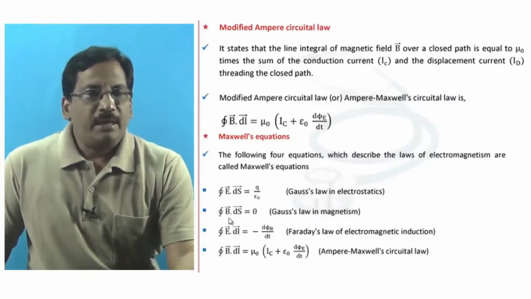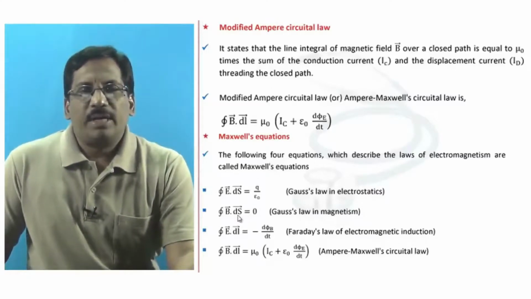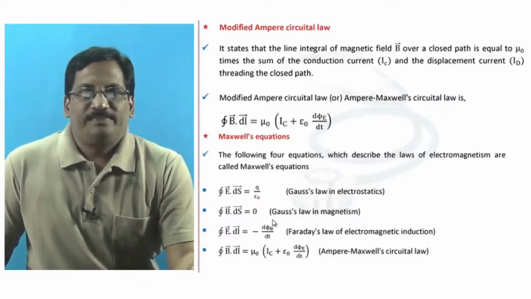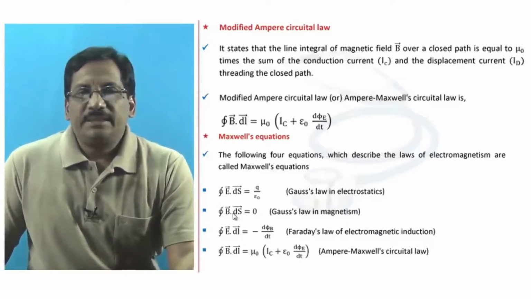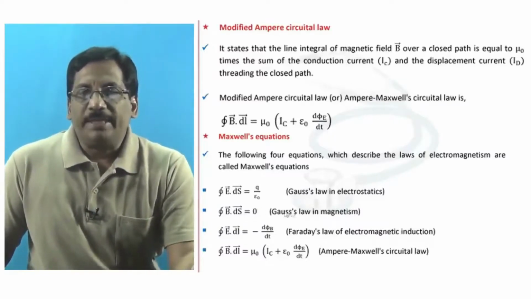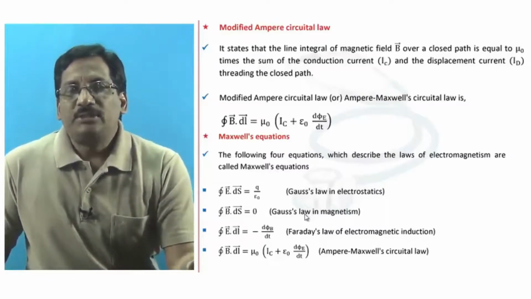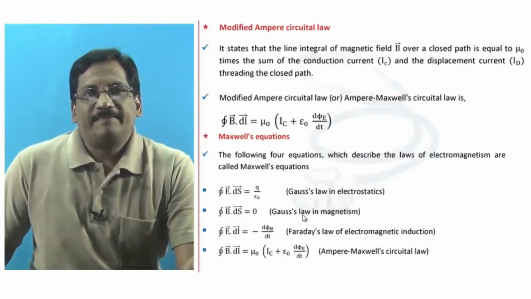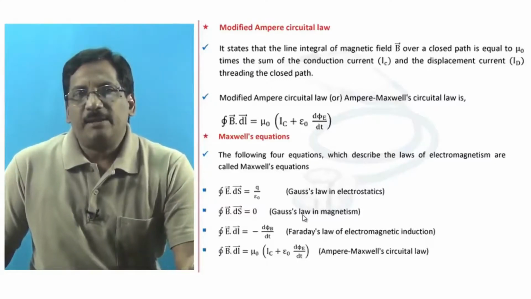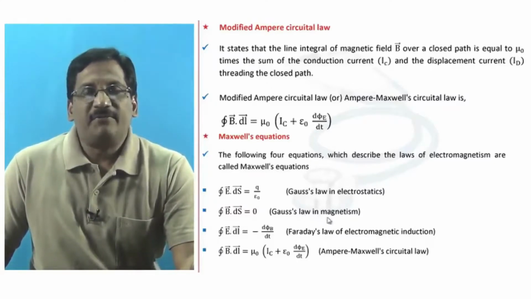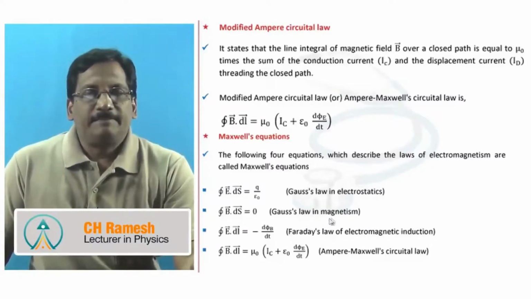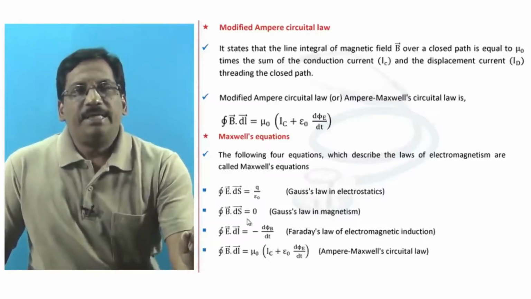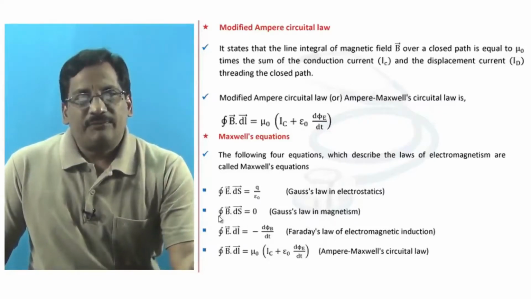Next, the integral of B bar dot ds bar over a closed surface is equal to 0. This is Gauss law in magnetism. And this integral is being equated to 0. It implies the magnetic poles always exist in pairs. This conclusion that magnetic poles always exist in pairs can be explained from this statement. That's what we call Gauss law in magnetism, that is, the integral of B bar dot ds bar over a closed surface is equal to 0.